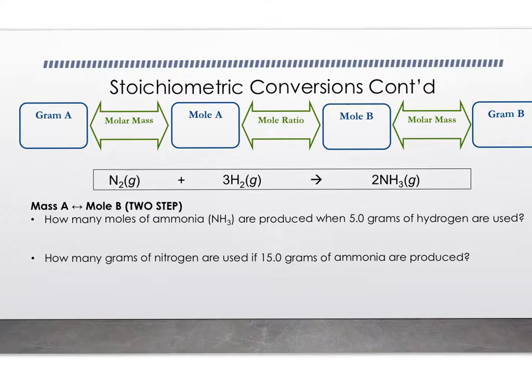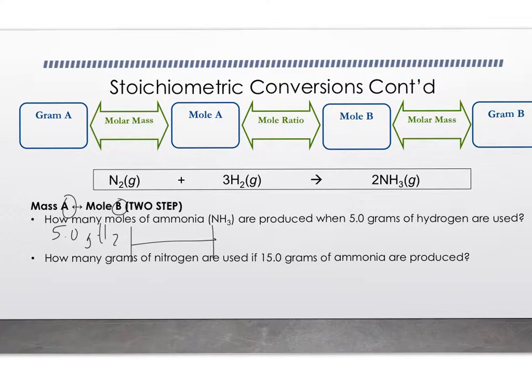Our next type of conversion will be a mass to mole relationship. And this is going to be mass of one substance A to another substance B. So this is a mass to mole or mole to mass type calculation. The first problem is asking us to calculate how many moles of ammonia are produced when 5.0 grams of hydrogen are used. So we write down our given, which should be 5.0 grams of hydrogen.